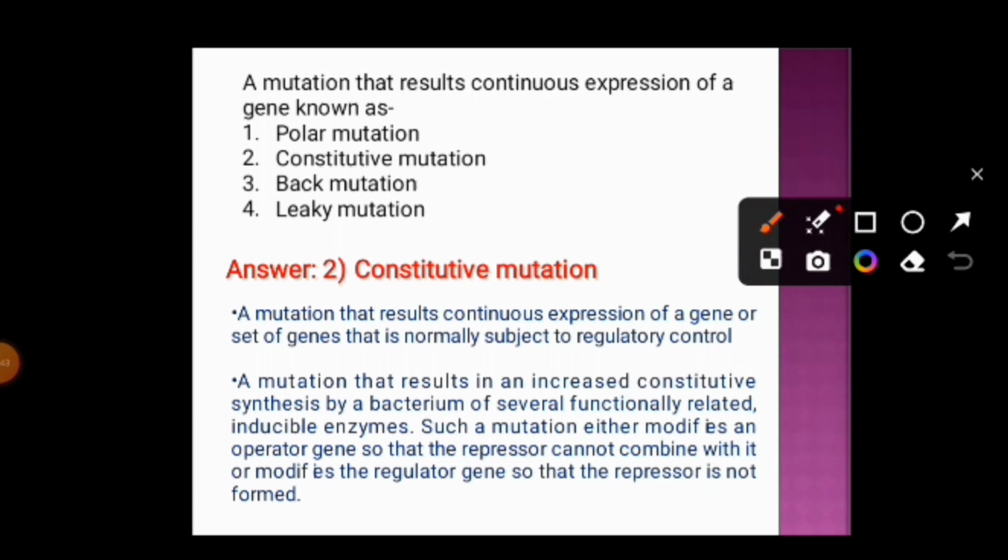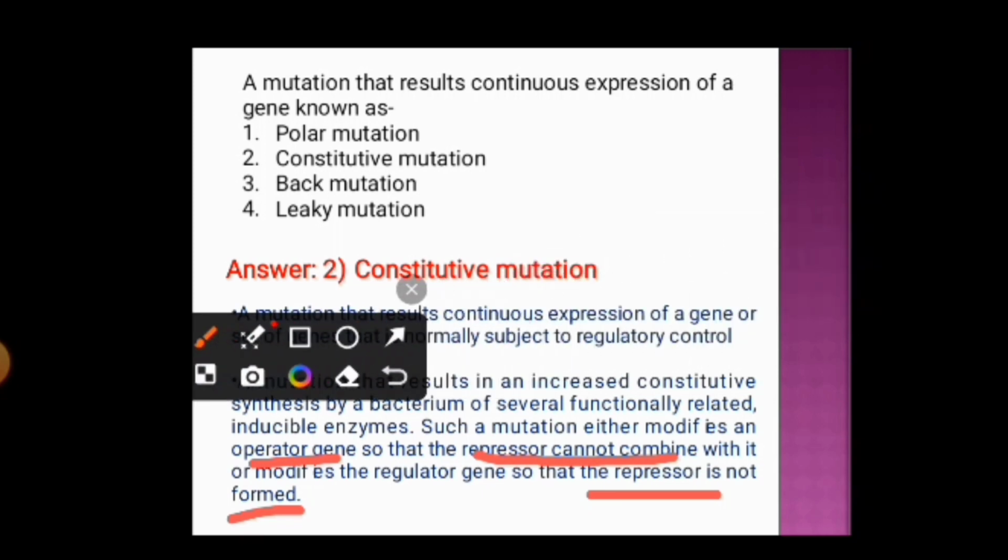Due to the modification, when the repressor is unable to bind to the operator gene, there is no repression of this gene, so there is continuous expression. On the other hand, when the repressor is not produced, there is no repression of this gene. As a result, there is continuous expression of the gene, and this causes constitutive mutation.